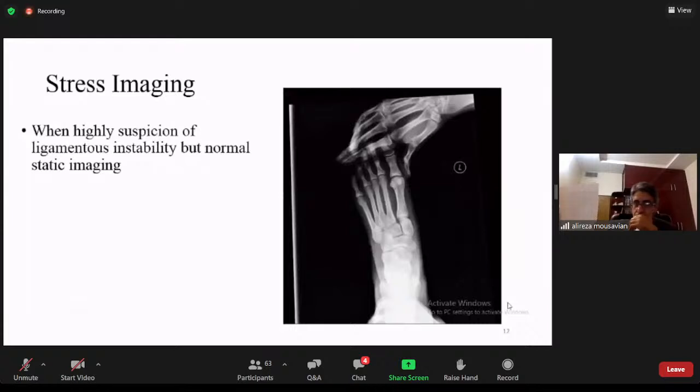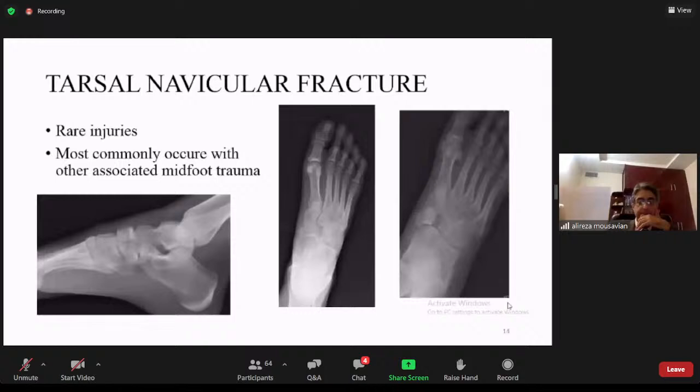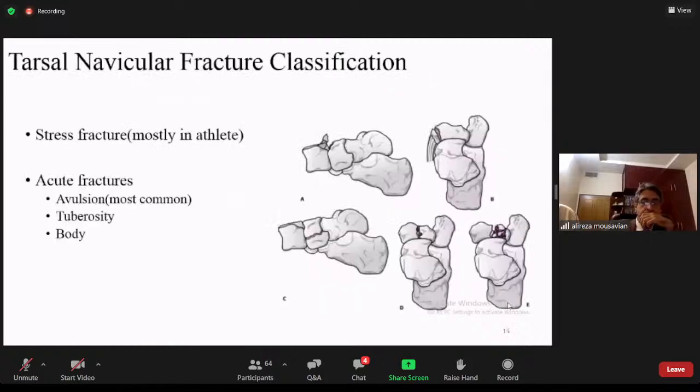We should never overlook the instability that can be associated with midfoot fractures. Whenever instability is suspected but imaging studies are normal, we can use stress imaging under anesthesia to detect subtle instabilities. As we can see in this image, the first and second TMT instability is detected by abduction stress view. Now, briefly, we want to talk about some specific midfoot fractures. One of the important midfoot fractures is the navicular fracture. Isolated navicular fracture is rare, and most commonly it occurs with other midfoot injuries.